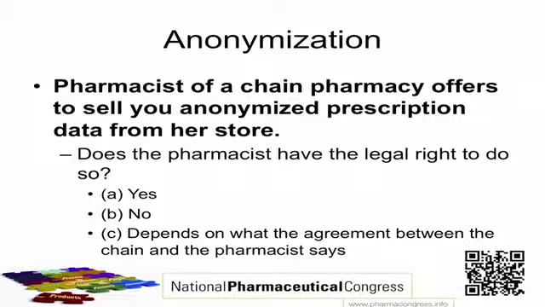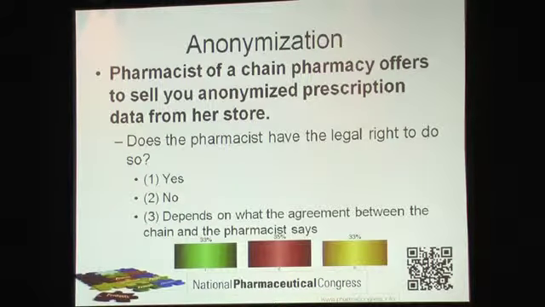So then my last example is from a real life one. So you have a chain pharmacist, not Shoppers, because this would never happen there, but offering basically to sell you all of the truly anonymized script data. And does that pharmacist have the right to do so? So you can vote away if you'd like. But the results show, ooh, pretty close.